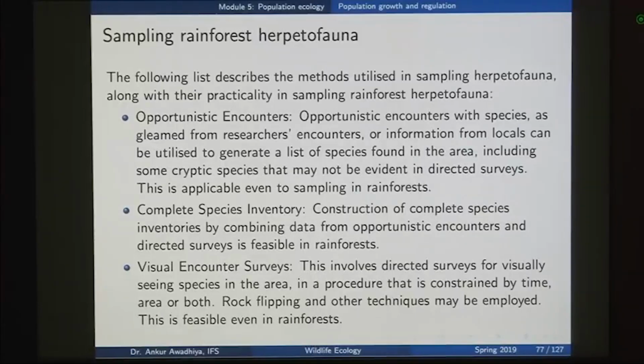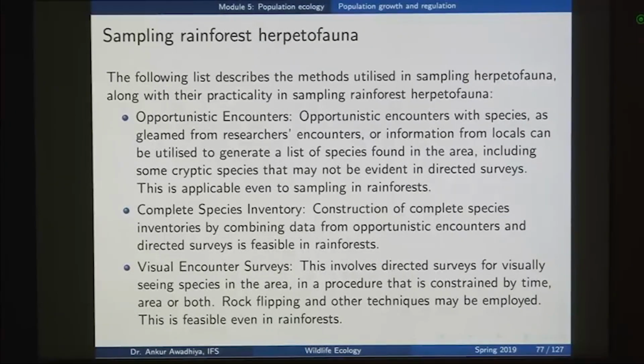The second method is a complete species inventory. Construction of a complete species inventory by combining data from opportunistic encounters and directed surveys is feasible in rainforest. So, you are just increasing the amount of effort that you are putting in to get to a very close approximation of the number of animals and the number of species that are found in this area. Next is visual encounter survey. This involves directed surveys for visually seeing species in an area in a procedure that is constrained by time, area, or both.